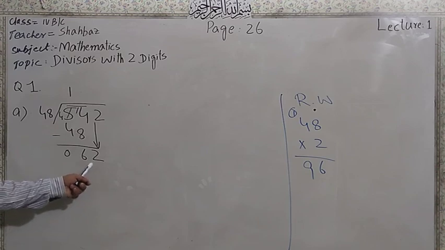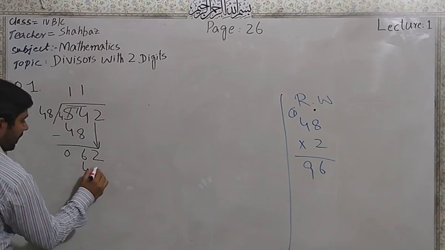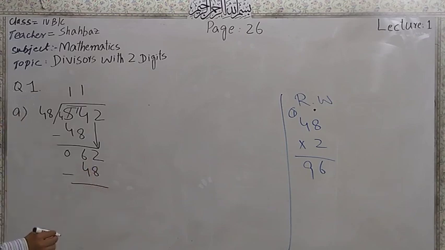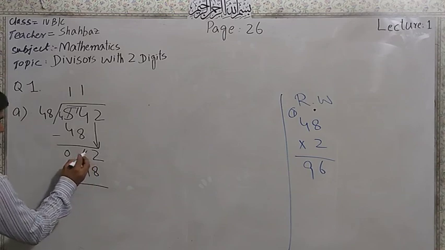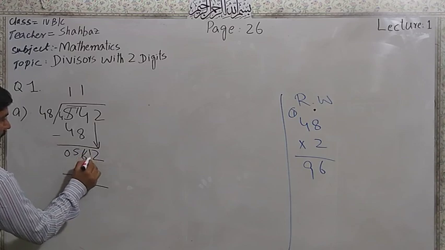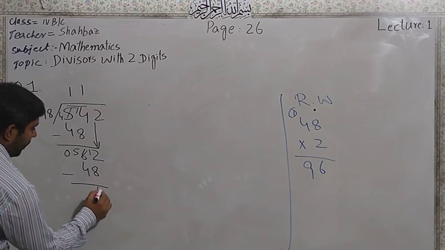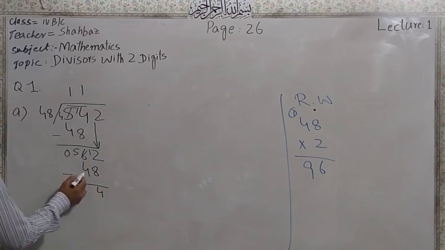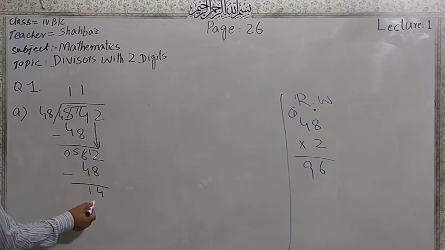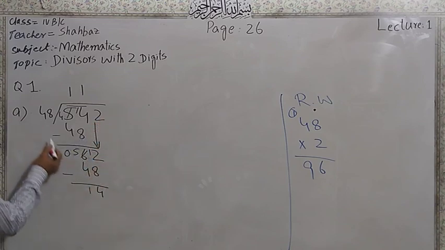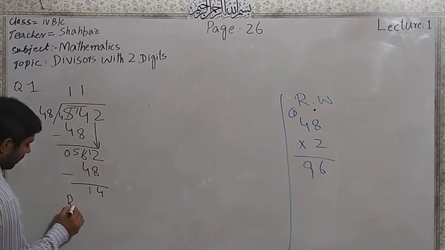You can see that this is very near to 62. So you will write 48 1s are 48. Now you again have to subtract. 2 minus 8 is not possible. You will take carry from here from 6. It will be 5. It will be 12. 12 minus 8, 4. And 5 minus 4 will be 1. Now there is no other digit, and you see that this 14 is less than 48, it's the remainder.